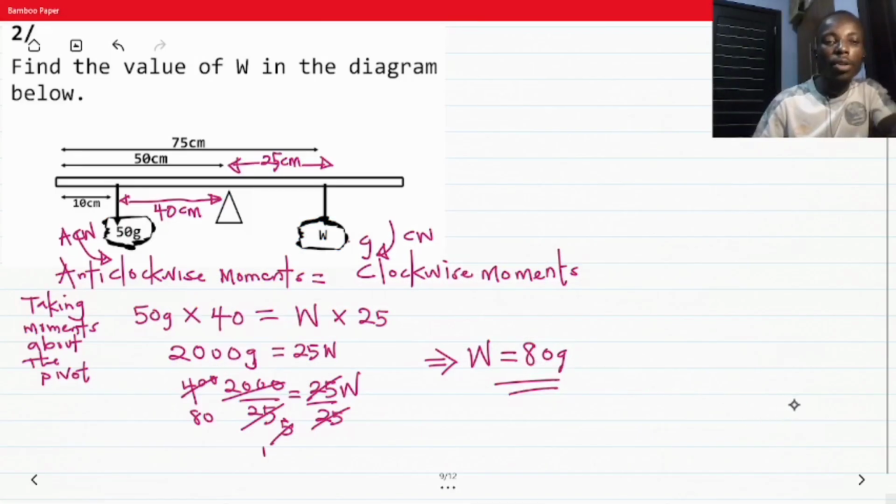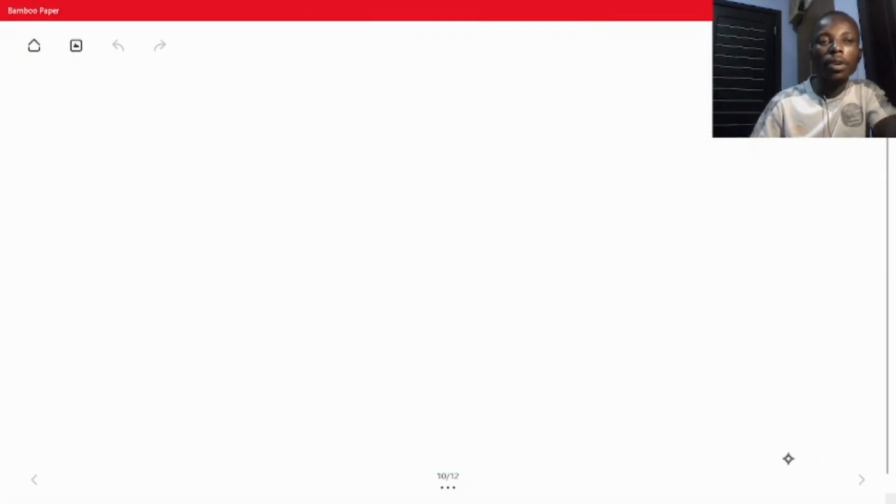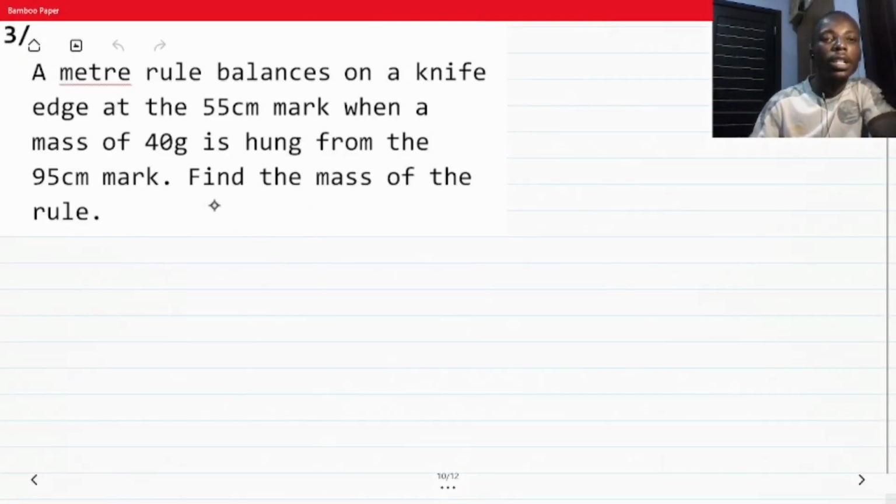So I go on next. I have another example here. A meter rule balances on a knife edge at the 55 centimeter mark when a mass of 40 grams is hung from the 95 cm mark. Find the mass of the rule.